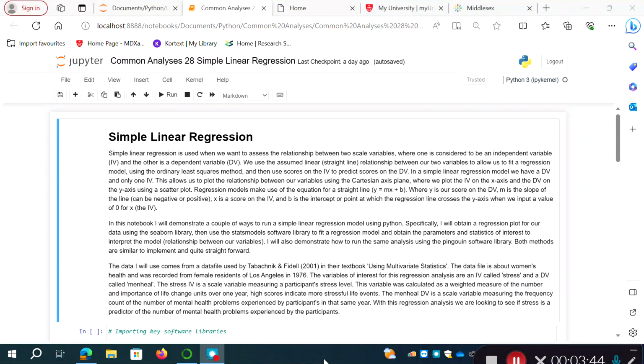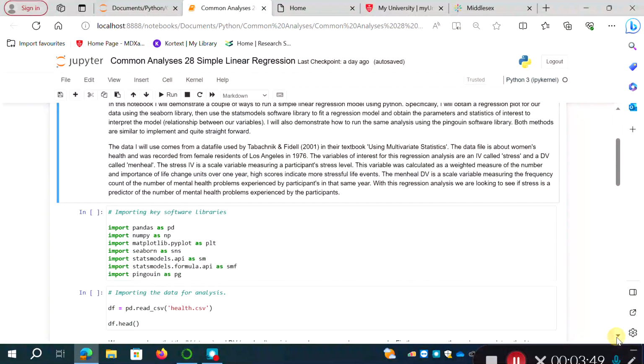The data that I'm going to use for this analysis is a data file used by Tabachnick and Fidell in their textbook Using Multivariate Statistics. It's a really good textbook. I use it for postgraduate teaching, for postgraduate research methods and stats courses. The data file is about women's health, and it was recorded from female residents of LA in 1976. So it's a reasonably big data file.